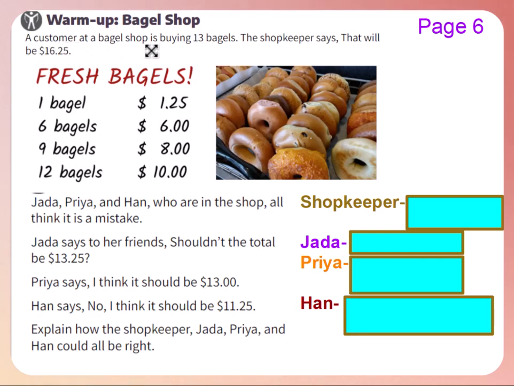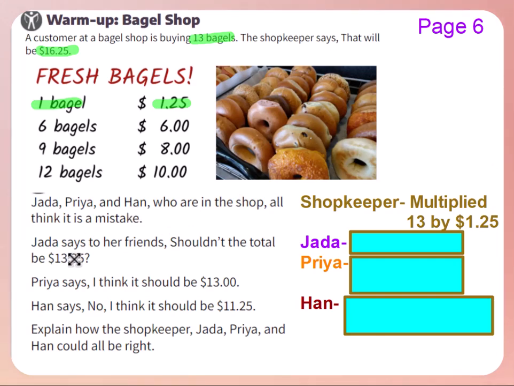A customer at a bagel shop is buying 13 bagels. The shopkeeper says that will be $16.25. Now, is the shopkeeper correct? Well, let's look at the menu. If one bagel cost $1.25, is 13 times $1.25 equal $16.25? Use your calculator to check. Okay, that is correct.